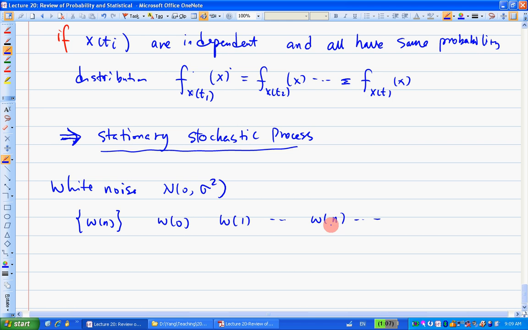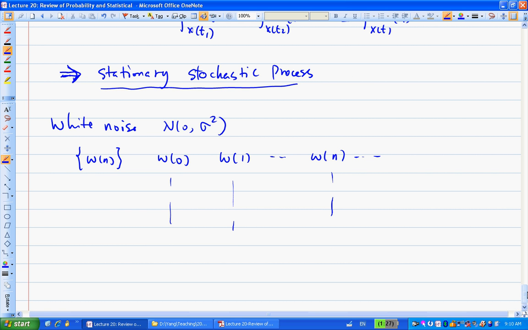That makes sense? So if I keep doing this any number of times, what do I get? Each one of the locations here is random. I can call this a random variable, and this is a random variable, and this is a random variable. That makes sense, right? So white noise is basically a stochastic process. The way you generate this white noise is a stochastic process.